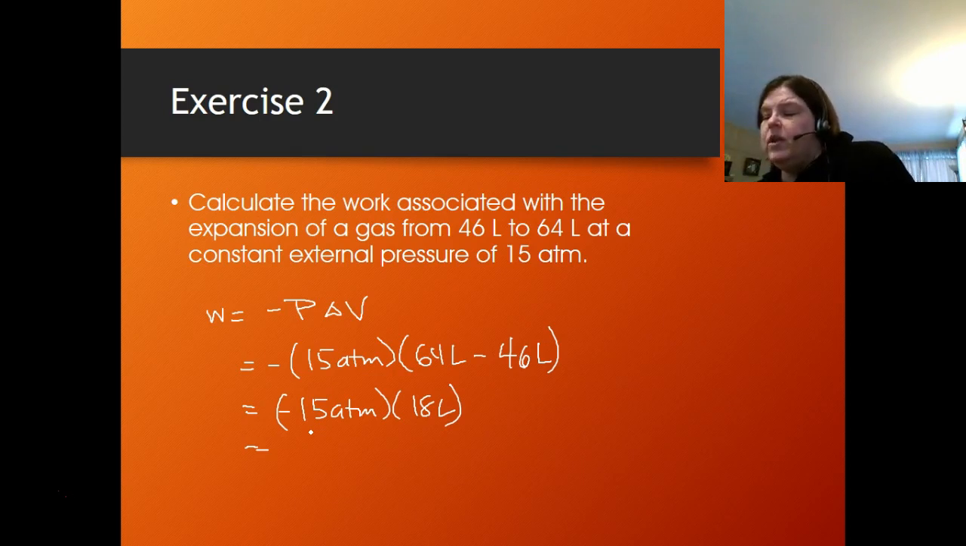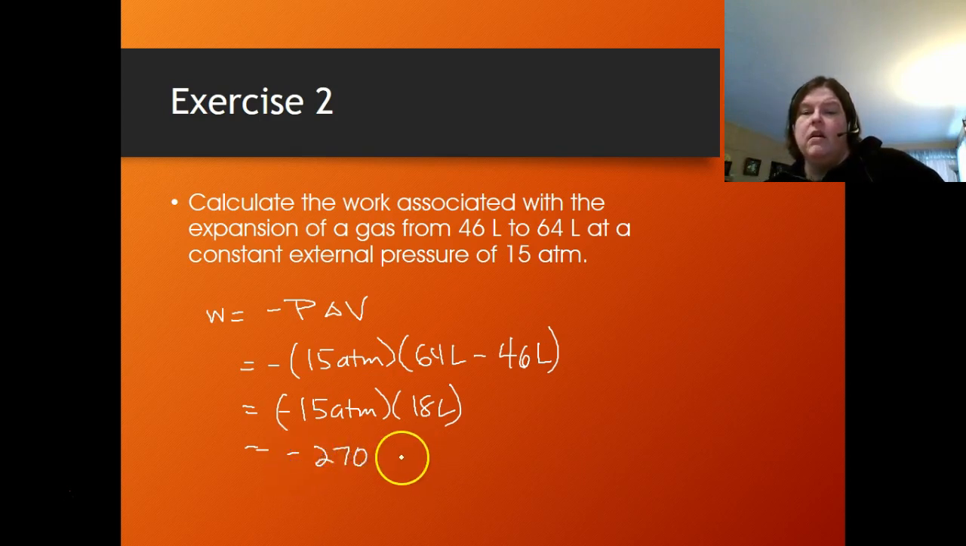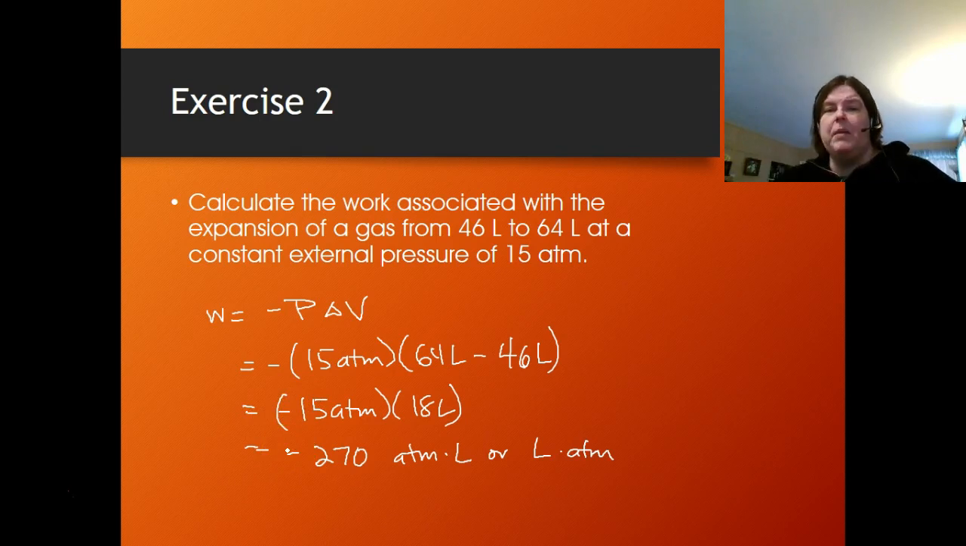Sorry, I've just been going. All right, so that gives us negative 270 atmosphere liters, or liter atmospheres. It doesn't really matter how you write that. But it's negative. Why? Because I've got a negative sign right there. Work is being done to expand a gas, so the work should be negative. Right? Expansion, negative work.